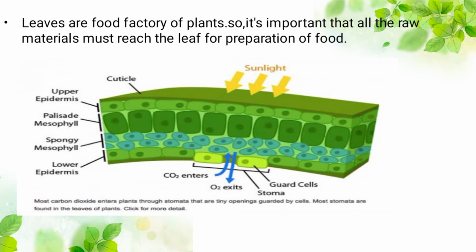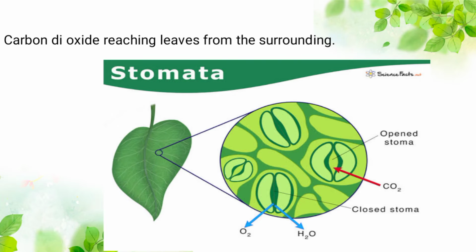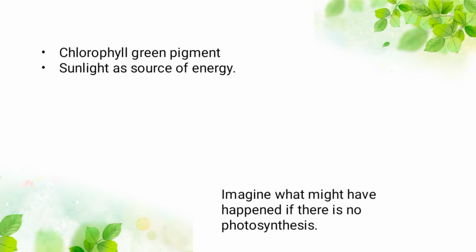Other than the raw material, there are two important things required for photosynthesis, that is the sunlight and the chlorophyll. As the sun rises we get sunlight, and the plant absorbs that sunlight. The chlorophyll helps the plants to absorb that sunlight, and they utilize sunlight as a source of energy and prepare their food.